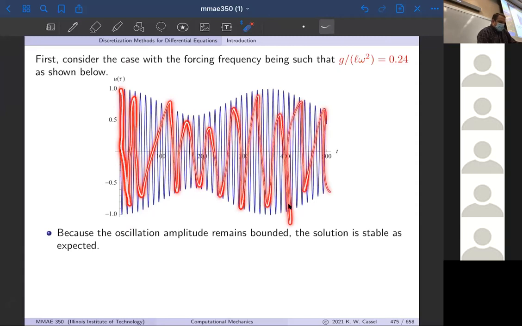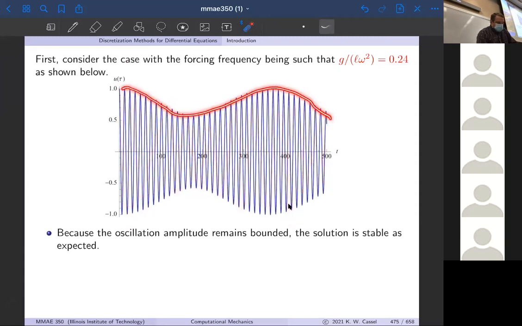This high frequency. And then there's this modulation. We call that modulation. Oh my goodness, I got it right on. All that connect the dots training I did as a kid came in handy, although the bottom wasn't so good. So it's like a beating effect. So the amplitude is growing and shrinking, but it never grows beyond this level. So it's stable. So if I pick a frequency of oscillation such that, depending on the planet I'm on and the length of the pendulum, I pick the omega such that this is equal to 0.24, the solution is stable.